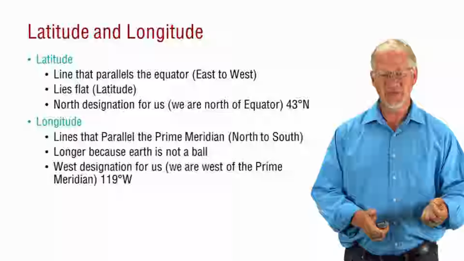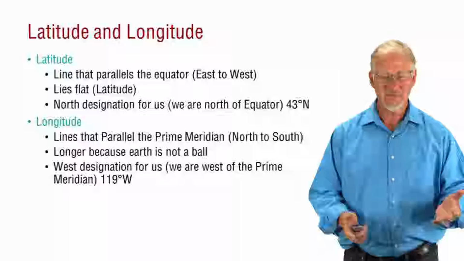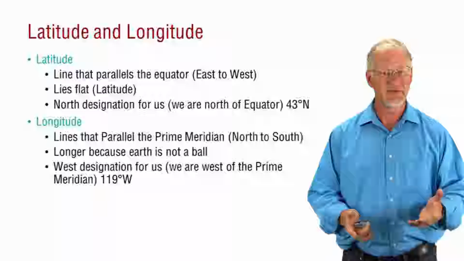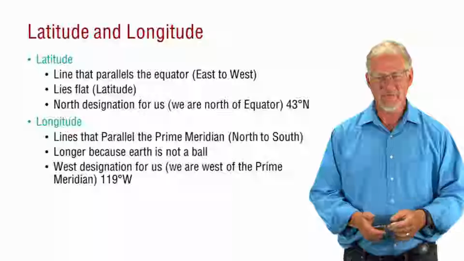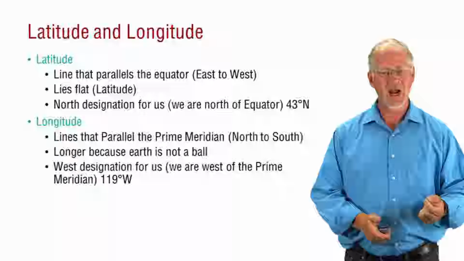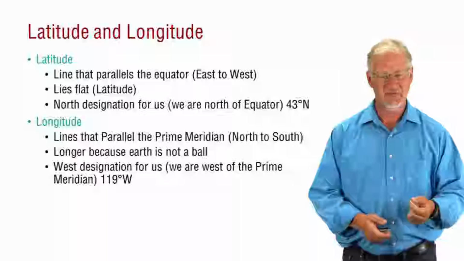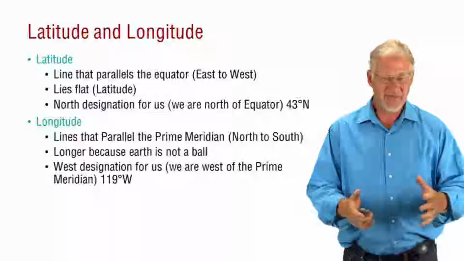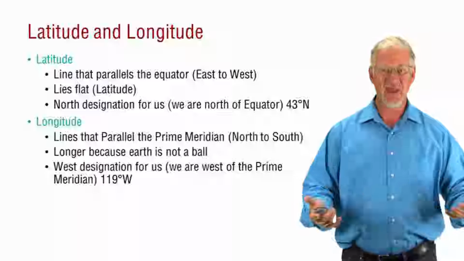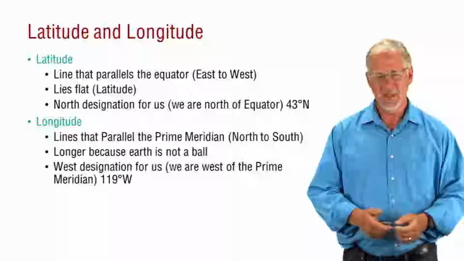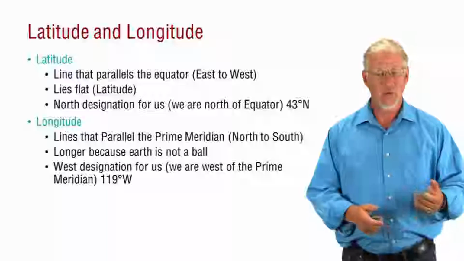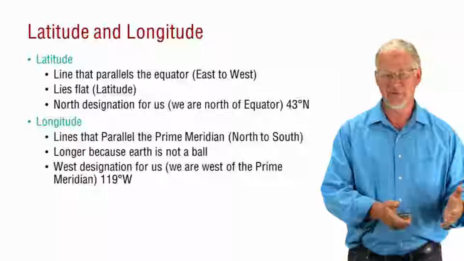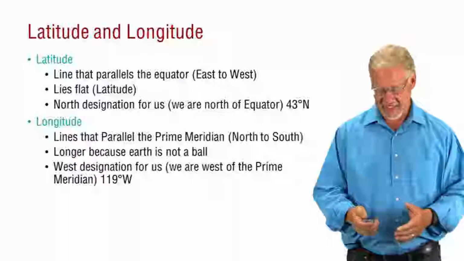And north designation for us, well, we are north of the equator, right around 35 to 43 degrees, where we do most of our work and our flying, at least here with CTI. Now for the longitude, the lines that parallel the prime meridian, that is north to south. Now they're longer because the Earth is basically not a ball on the map, it's just shown as flat, so it's going to be a bit skewed. And west designation for us, well, we are west of the prime meridian, so it's going to be showing anywhere between 108 to about 135 degrees, depending on where you are in the United States.